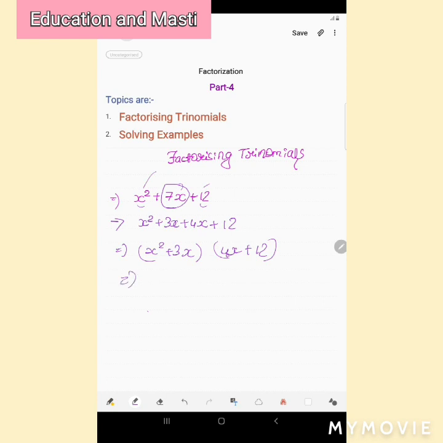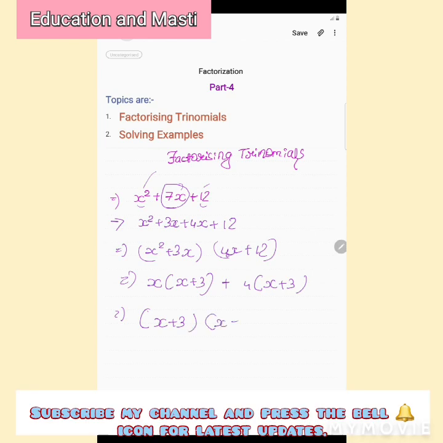Now we have to take the common factor. In the first pair we take x as common, giving x plus 3. In the second pair, 4 and 12 both come in the table of 4, so I will take 4 out, giving x plus 3. Therefore the answer we get is x plus 3 and x plus 4. The common one we write once, and the other two we write together. So this is how we got the answer. This is how we have to factorize trinomials.